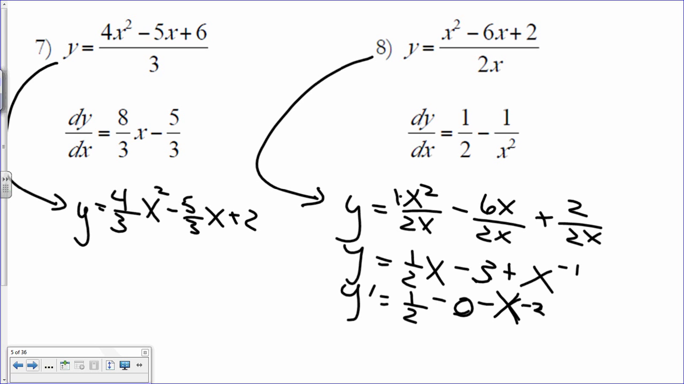All right, 7. The first thing you want to do with 7 is just break it up. If the whole thing's over 3, you're just going to divide each term of the numerator by 3. So it's 4/3 x squared minus 5/3 x plus 6/3, which is 2. So you just rewrite it. Then you can take the derivative.